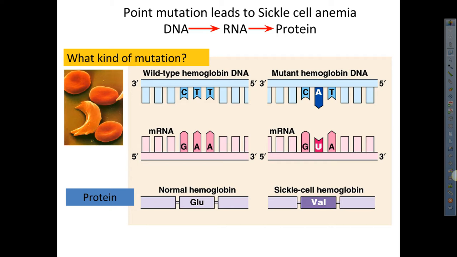And so here we're looking at DNA. This wild type is normal DNA. And then we're looking over here at a mutant DNA. We can see that this A has replaced the original thymine. And so when that is transcribed into RNA, we can see that there's a change. And when it's translated into the protein, instead of having glutamine, we get valine. And so that has a very big impact on the function of this hemoglobin. Instead of being a nice round cell, now we get a sickled cell.